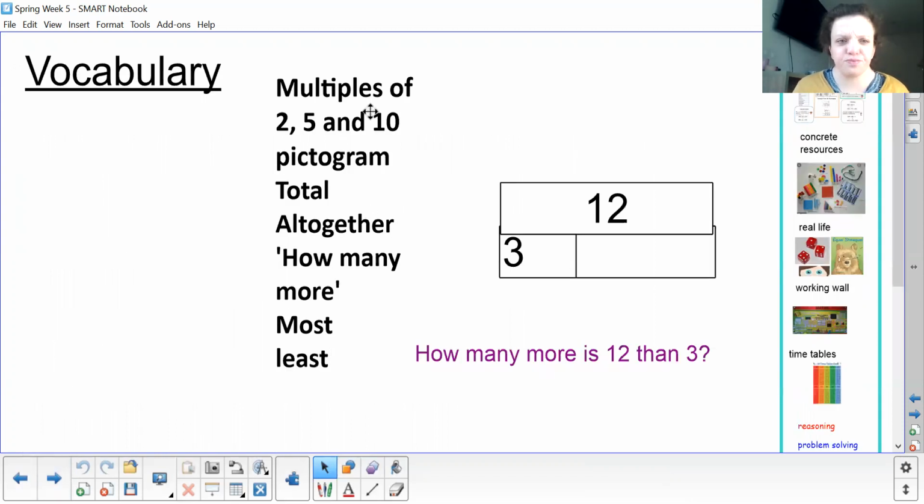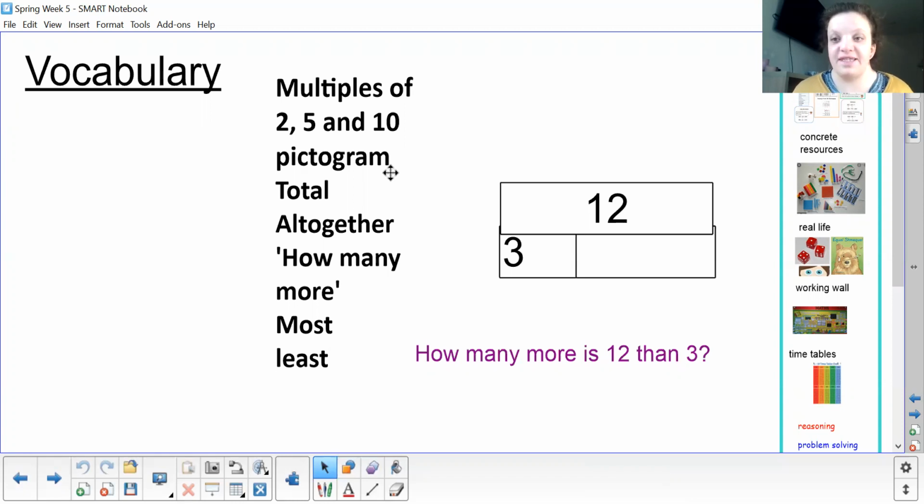Okay, so we're going to be looking again at our multiples of 2, 5 and 10. So our numbers that we get when we times by 2, 5 and 10, and the numbers that are divisible, they can be divided equally by 2, 5 and 10. Pictogram, we know, is a diagram that shows information, shows amounts using pictures. Total, how much we've got all together.